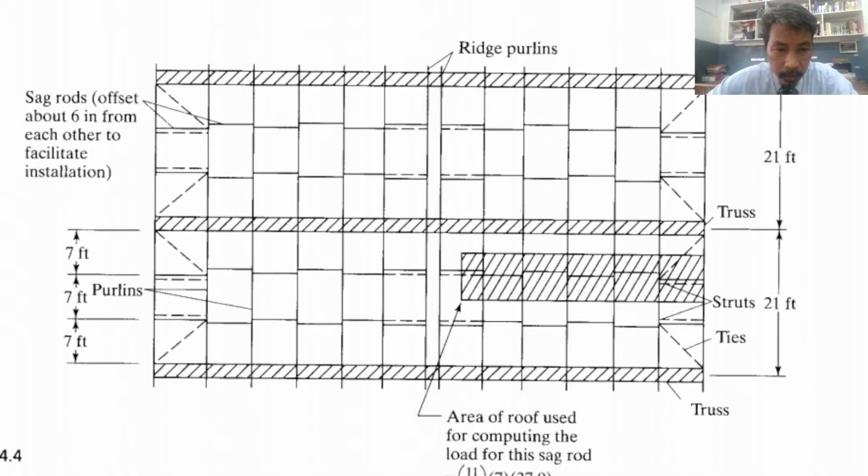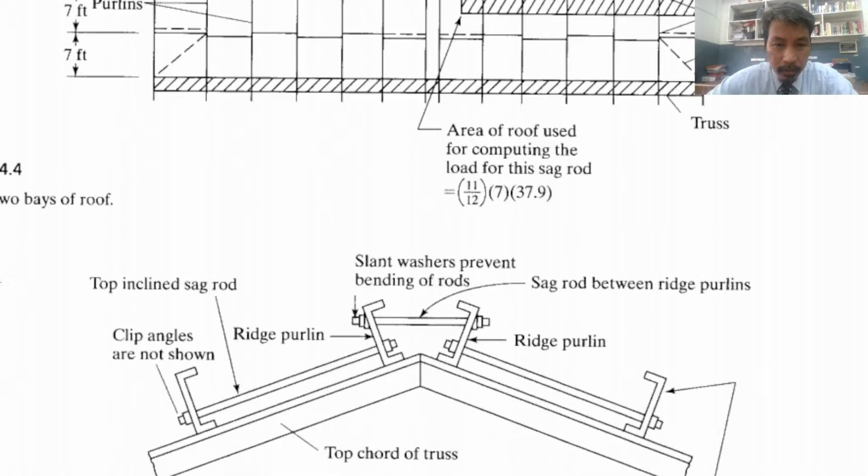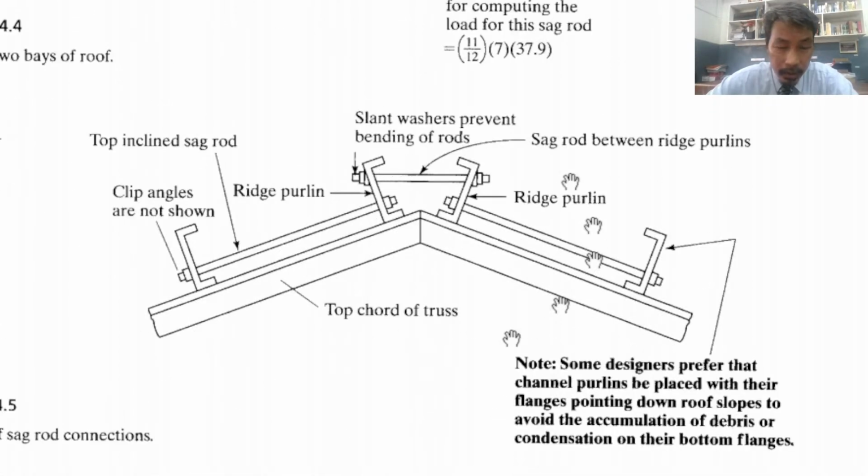What else? Details of sagrad. As you can see, this is the details of sagrad. We have the inclined sagrad here. This is the rods. In the rods, we have the horizontal sagrad. So these are the purlins, C channel. Purlins in the shape of C channel.